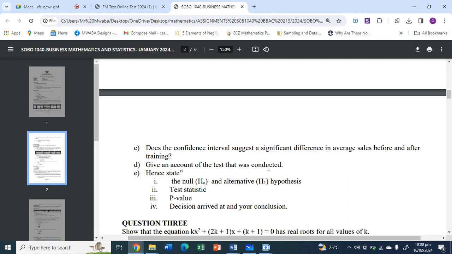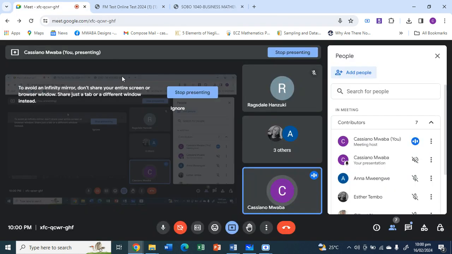Give an account of the test that was conducted. So here, the test is to see if the training was effective enough to help these salespeople increase their average sales. So what we did, we got a group of people, we got their sales and we averaged it before the training. Then those same people went through the training, and after the training, we got their sales and we averaged it. All right, this is what's happening in this test. We want to test if this training course was effective.